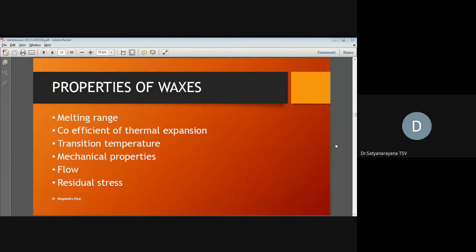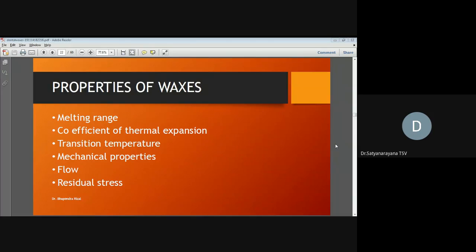So when you are going to heat it, it should not get decomposed. Even though in the definition we are told it does not get decomposed when heated to higher temperatures, if you heat it to very high temperatures, obviously your waxes are going to get decomposed. Understood? So your melting range is very important. And expansion, because when you are heating from room temperature, it is becoming solid to liquid, and obviously you will have a coefficient of thermal expansion.